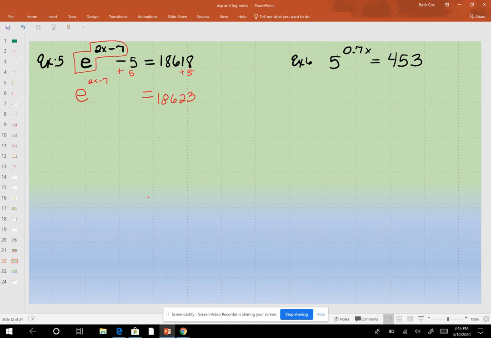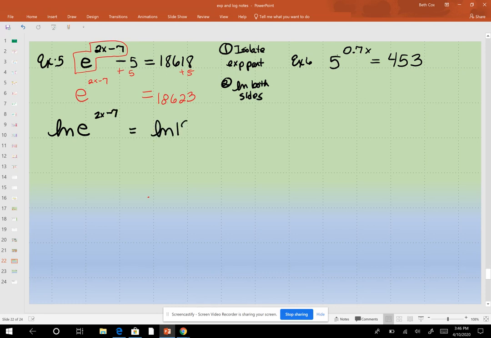So our step 1, let's just review our steps. Our step 1 was to isolate the exponent part. And then step 2 is going to natural log both sides. Now this has got an e problem. So that means something cool is going to happen that doesn't happen on the other ones. So let's look and see. So I'm going to natural log both sides. Okay, and just like we've done before, the exponent gets to move out front. So that becomes a multiplier.